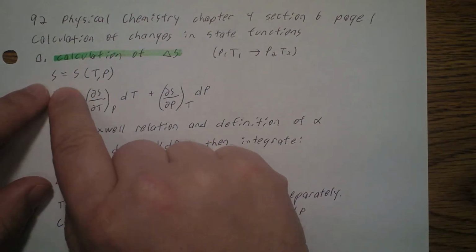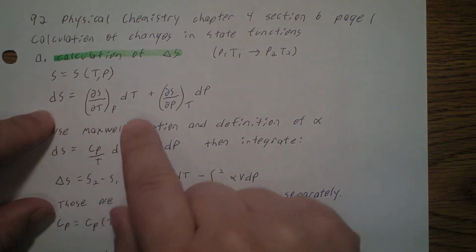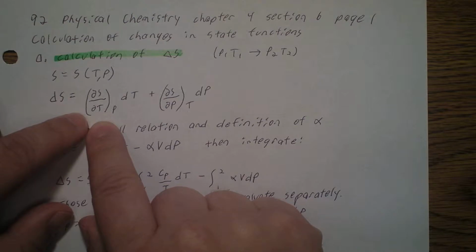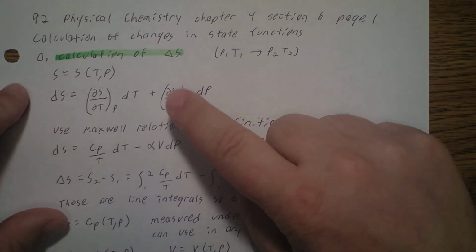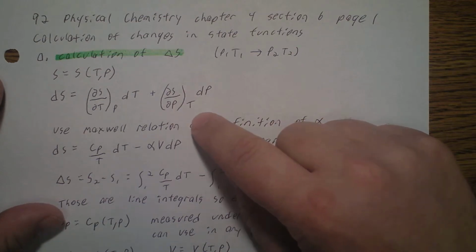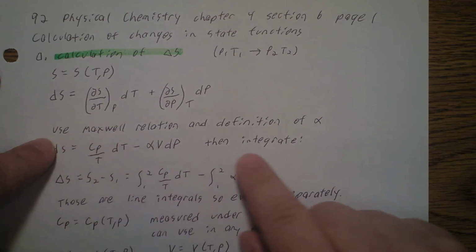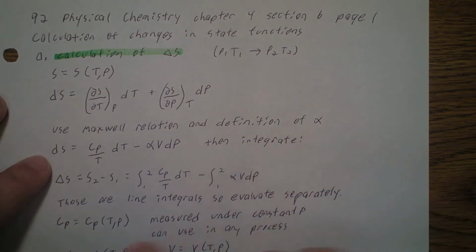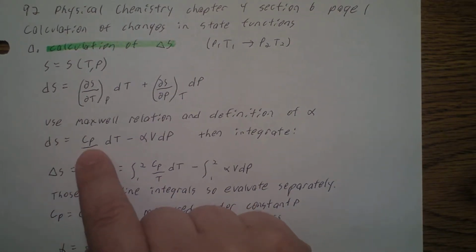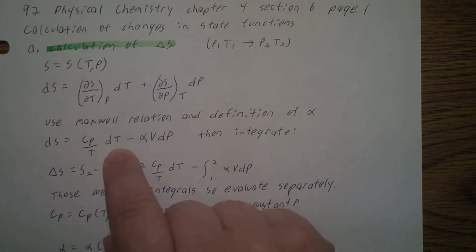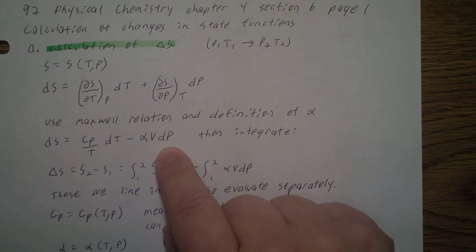Now remember, entropy is a function of temperature and pressure. So we write the differential of entropy as the partial derivative of S with respect to temperature holding pressure constant times the differential of temperature, plus the partial derivative of entropy with respect to pressure holding temperature constant times the differential of pressure. Now we're going to use the Maxwell relations and the definition of alpha to substitute. So the differential of entropy is equal to the heat capacity at constant pressure divided by temperature times the differential of temperature, minus alpha times volume times the differential of pressure.